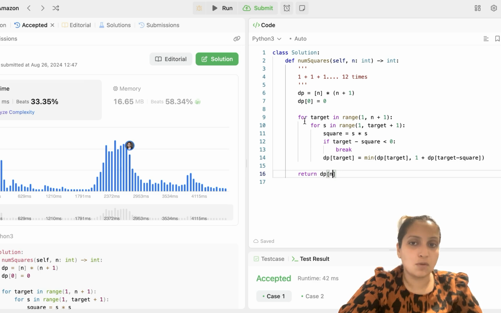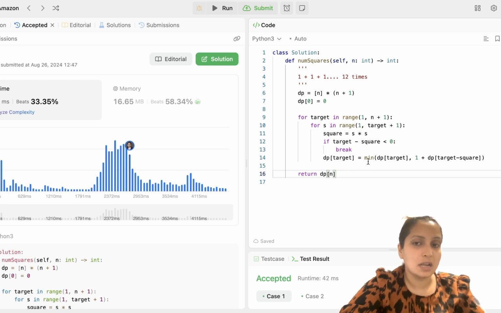And then you run your first for loop, which is for target in range 1 to n plus 1. And then your nested for loop, which is for s in range 1 to target plus 1, where you compute all the squares starting from integer 1, and you check if your target minus square is positive or negative. If it is negative, that means that square is outside your range, so you break. If it is within your range, you update your DP target by taking the minimum of its current value, or 1 plus DP target minus square. So in this case, when n is 12, your DP target minus square could be DP of 12 minus 1 or DP of 12 minus 9. And you return DP n. So that's your entire solution.